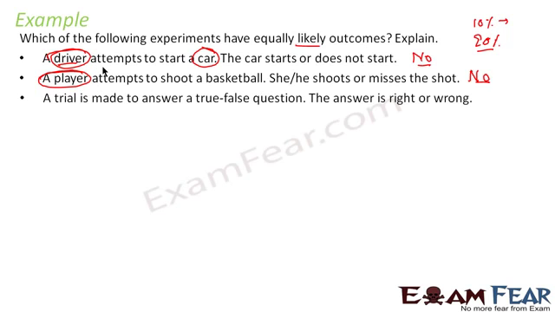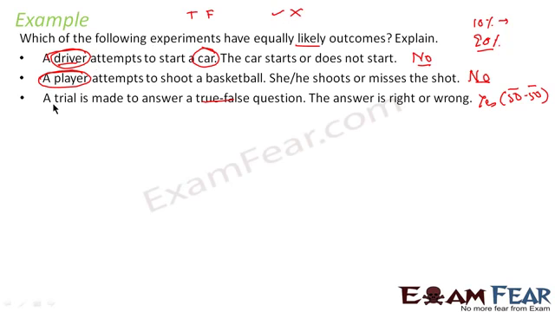Correct? A trial is made to answer a true or false question. The answer is right or wrong. Here if you see, yes, this is an equally likely event. Why? Because here the chances are 50-50. 50% it may be correct, 50% it may be wrong, because there are only two options. Let's suppose you ask a true or false question, it will either be true or false, right? Or if you attempt the question also, your answer may be correct or incorrect. There are only two options.